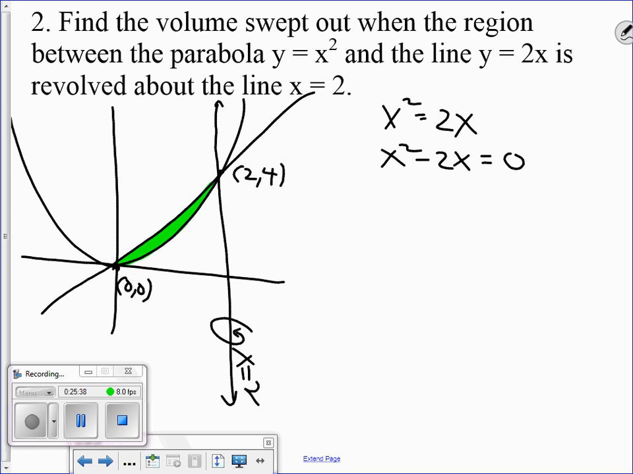Do you think we're going to be using disk or washer today with this one? Washer. There's all this space here. So if you do want to draw the other side, you kind of just reflect over this side. Outside, outside. But again, you don't have to do this.